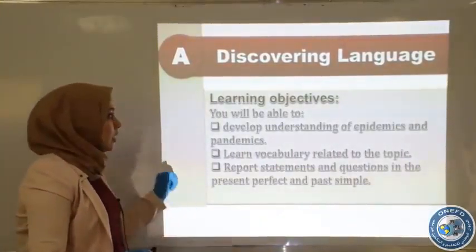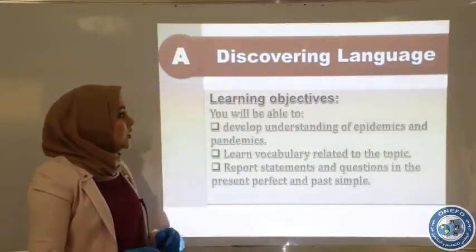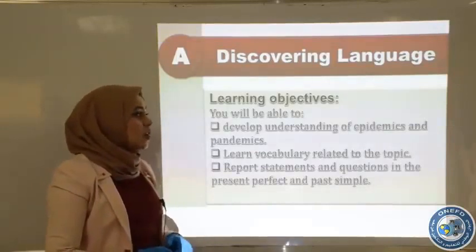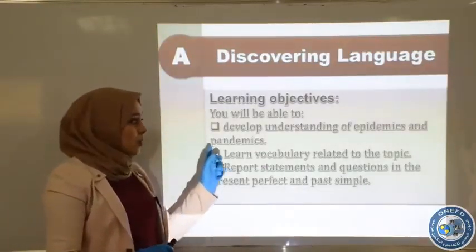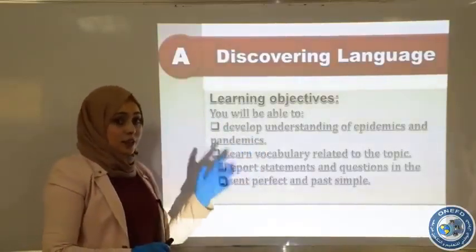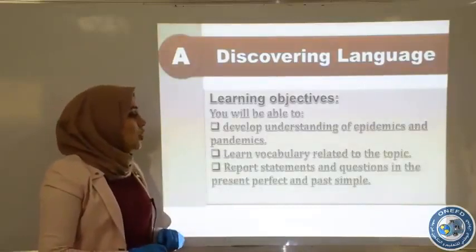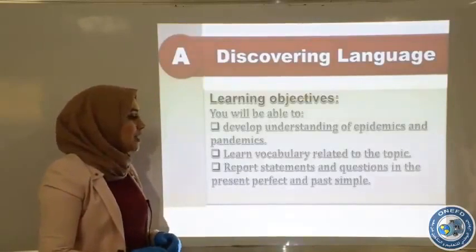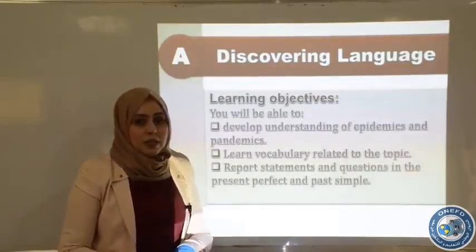So here, in this sequence, what are the learning objectives? You will be able, first, to develop understanding of epidemics and pandemics. Again, we will talk about these two concepts later and discuss the differences in meaning between them. The next one, learn vocabulary related to the topic. And the last one, report statements and questions in the present perfect and past simple.